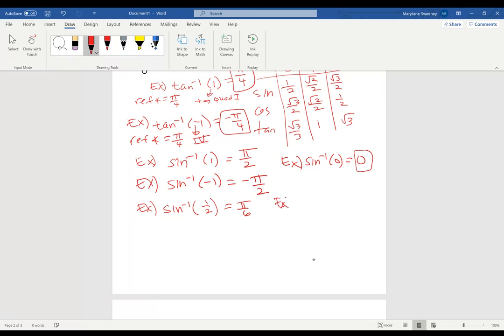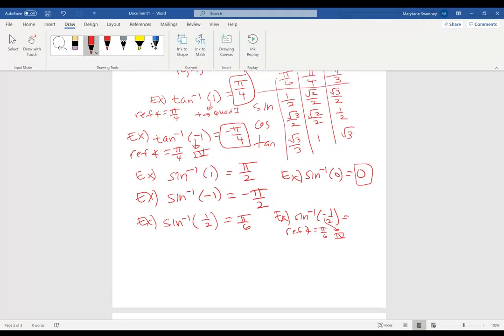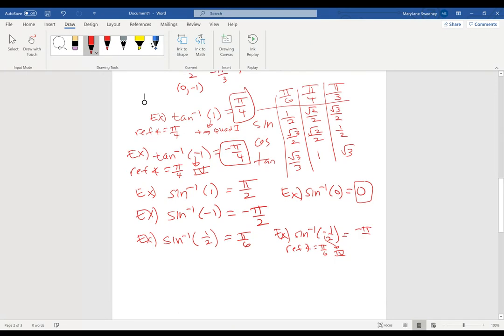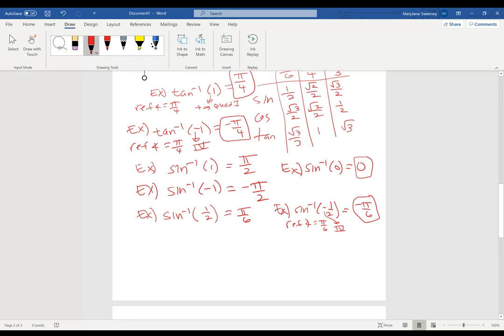But if I said, what's inverse sine of negative 1/2? Well, sine is 1/2 at pi over 6, so the reference angle is pi over 6. But the negative tells me we're in quadrant 4. So with inverse trig, the way I give the quadrant 4 angle is I just say negative pi over 6. So with inverse sine, inverse tan, it's kind of a no-brainer. If the value is positive, it's the positive angle. If the value is negative, it's the negative angle.